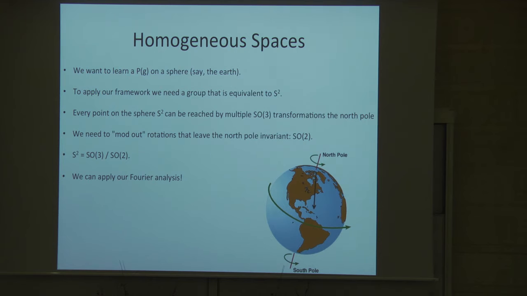identify what is the group which is equivalent to the sphere. And it's not very hard to see what it is. You can say, let's take the North Pole and map from the North Pole to any other point on the sphere. You can do this clearly by rotation, but there are many rotations which will actually do that. So in order to get from here to here, there are many solutions in SO3 which will get you there.